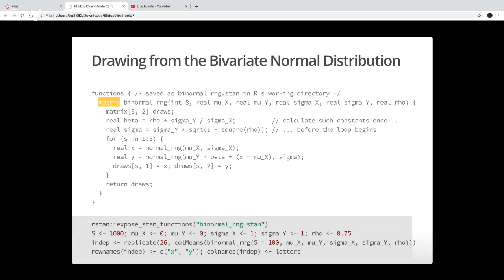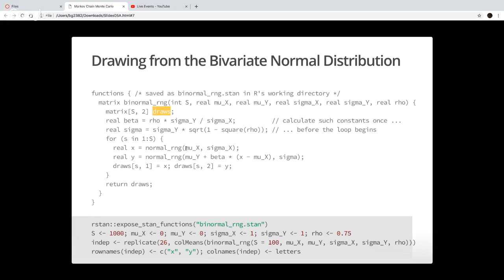It's going to take S, which is the number of draws from the bivariate normal distribution that I want, and mu x, mu y, sigma x, sigma y, and rho, all of which are scalar real numbers. Then inside the function, I initialize a matrix called draws with S rows and 2 columns. Each row is going to hold one realization from the bivariate normal distribution. I calculate my constants once outside the loop.